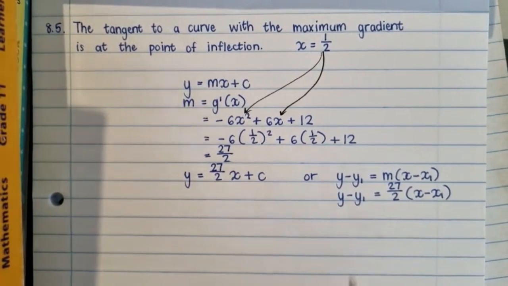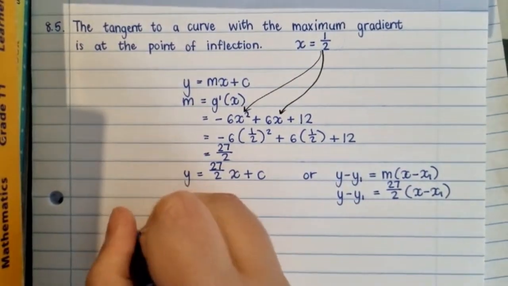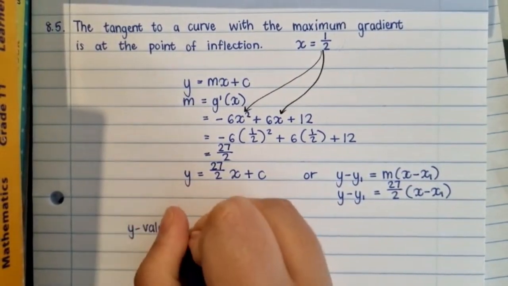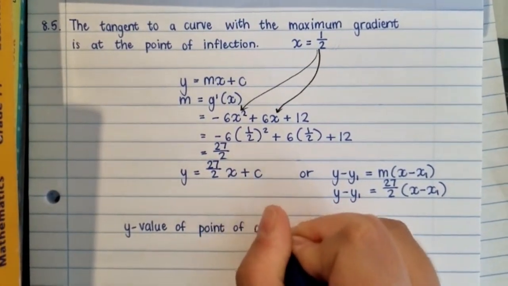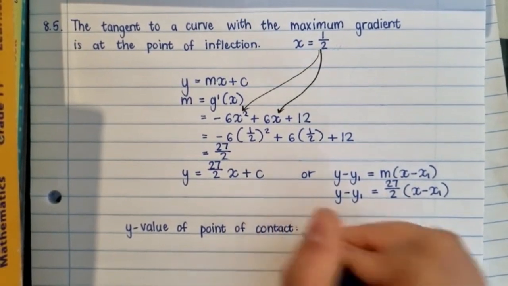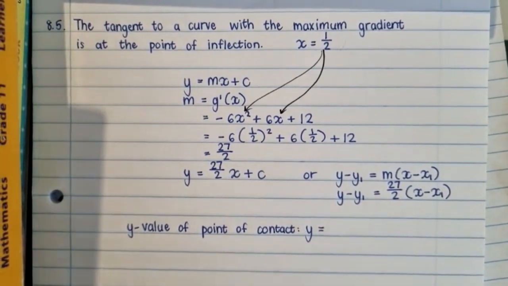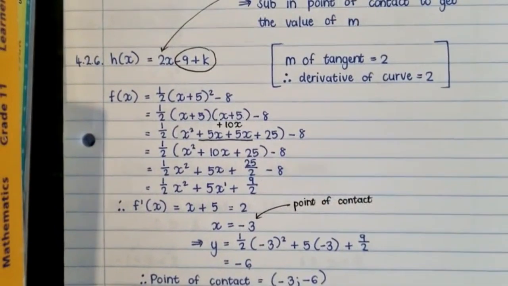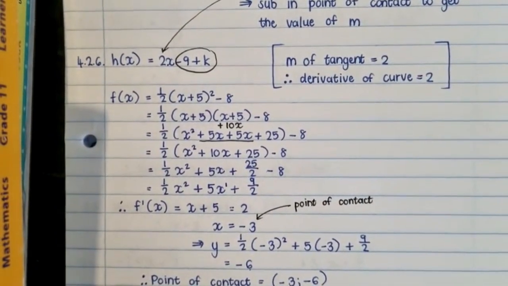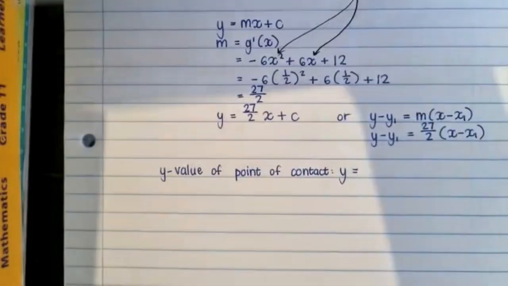We still need to find the y value of the point of contact. To get the y value, we need to substitute this value into the actual equation. So the y value of the point of contact is y equals, and now we have the equation of the actual graph because we found our a, b, and c values. If we remember from the previous question, the a value was, oh, I'm on the wrong page. A was -2, B was 3, and C was 12.